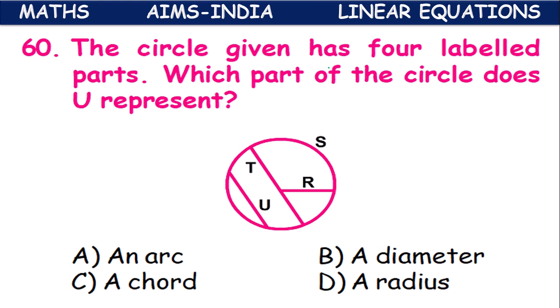Next, the circle given has 4 labeled parts. Which part of the circle does U represent? This is U, children. Joining any 2 points on the circle is called a chord. This is also joining any 2 points on the circle, but passing through the center, it will be a diameter. T will be diameter. R will be radius. S will be curved part, arc. So here U will be chord.